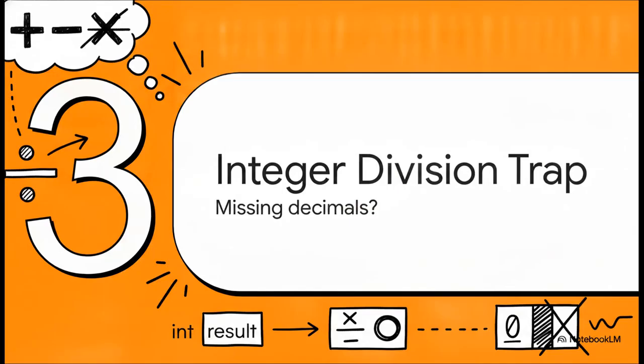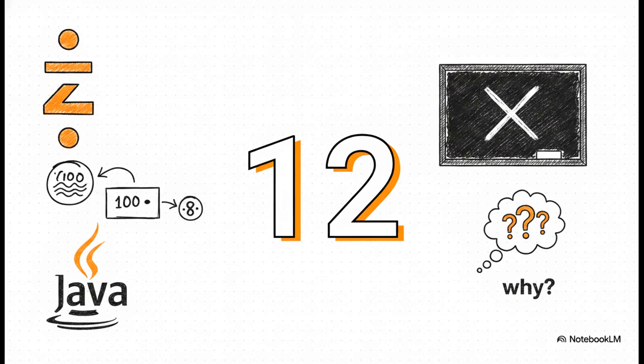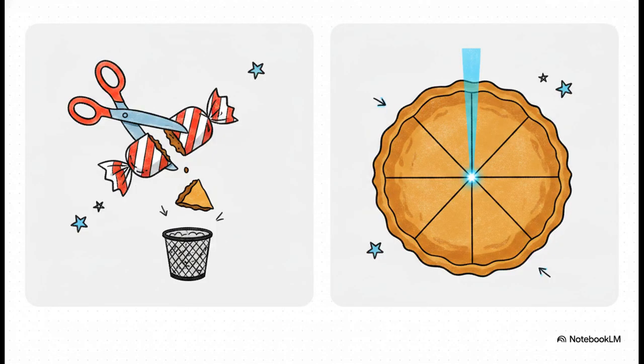Up next, Section 3, the integer division trap, or where on earth did my decimals go? Okay, look at this number, exactly 12. Now, if you jump into Java and tell it to divide 100 by 8 using standard integers, the result you get is exactly 12. Wait, what? It's not 12.5. The decimal entirely vanishes into thin air. Why does that happen? Well, the big takeaway here is that integer math aggressively chops off fractions entirely.